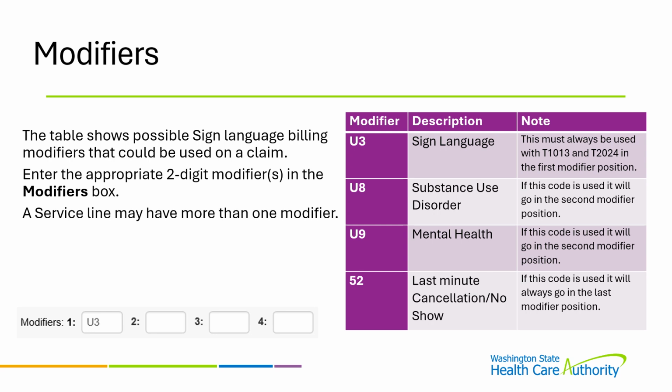Modifiers must be used for all sign language billing. The first modifier will always be U3. U3 is the code that identifies sign language. You may add a U8 or a U9 for behavioral health or substance use disorders if it applies. U8 and U9 modifiers should only be used along with a T1013 procedure code. If the appointment is a last-minute cancellation or a client no-show, you will use the modifier 52. Keep in mind the modifier 52 will always be the last modifier used.